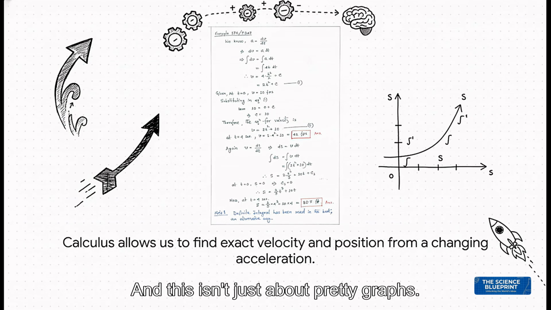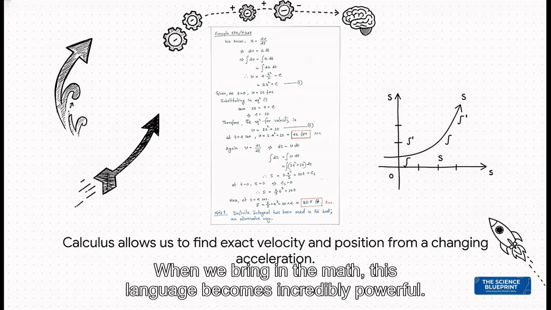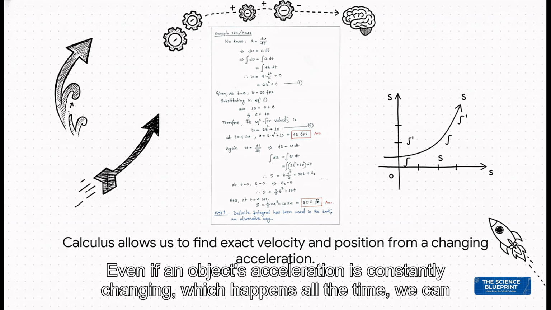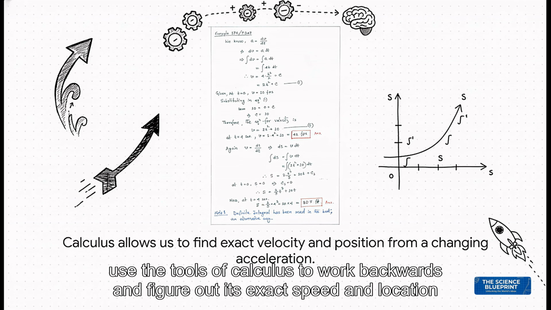And this isn't just about pretty graphs. When we bring in the math, this language becomes incredibly powerful. I mean, look at this. Even if an object's acceleration is constantly changing, which happens all the time, we can use the tools of calculus to work backwards and figure out its exact speed and location at any point in the future.